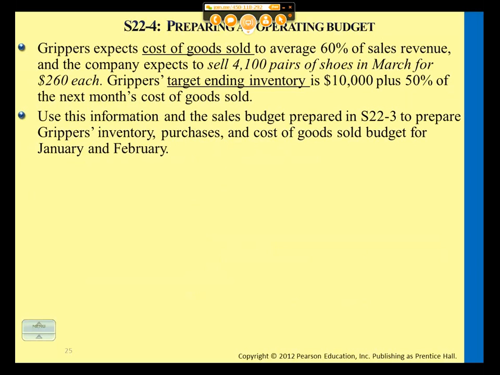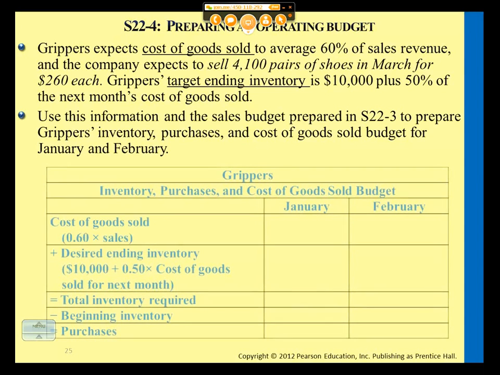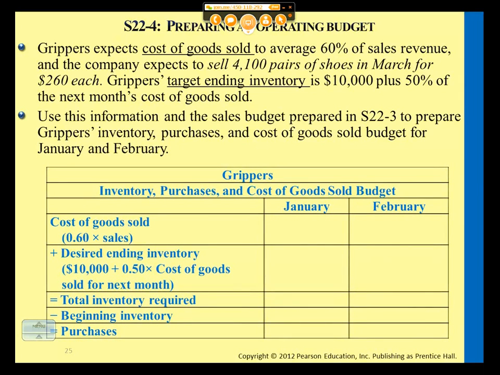Operating budget. So we have the same seller, cost of goods sold averages 60% of sales revenue. The company expects to sell 4,100 pairs of shoes in March for 260 each. Targeted ending inventory is 10,000 plus 50% of the next month's cost of goods sold. Okay, so while you're doing this, I have some questions to some students.